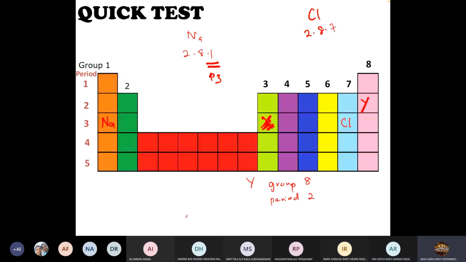Last one. Can you work out what is the electron arrangement for atom Y? So dia ada first shell tak? Ada. Berapa elektron? 2. Ada second shell tak? Ada. Berapa elektron? 8. Pandai. Do you get it? Easy? Okay. Good job.